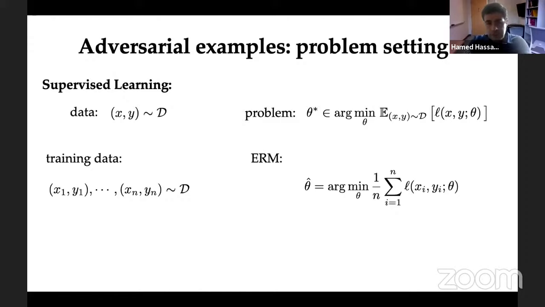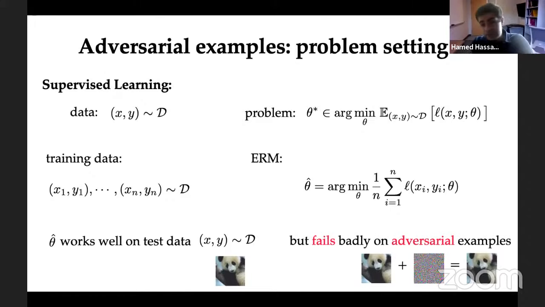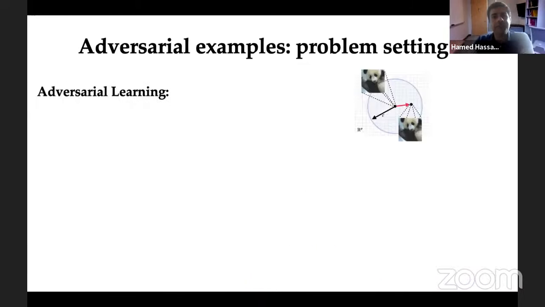There has been 50 years of development into this. So now we have very good learning-based models that work well on data that comes from the actual distribution. For example, deep neural networks work very well on data. However, as I mentioned before, these models oftentimes fail badly on adversarial examples, on small norm-bounded perturbations of data. Let's now proceed with deriving the problem formulation for adversarial examples.